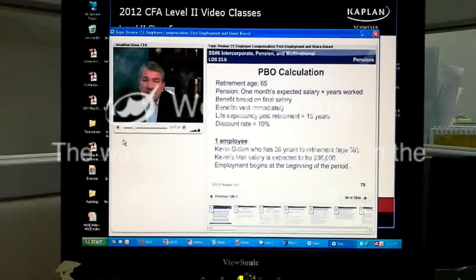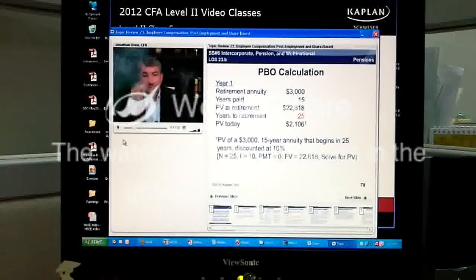The actuaries believe that Kevin's final salary is going to be $36,000, and he started working at the beginning of this year. So at the end of the year, he's worked for 1 year, and as a result, he'll be entitled to 1/12 of his salary. So there you go, the retirement annuity. On retirement, he's entitled to 1/12 of $36,000 each year. So that $3,000 there is simply 36,000 divided by 12. Actuaries think he's going to receive that for 15 years, and therefore we can compute the present value at retirement.